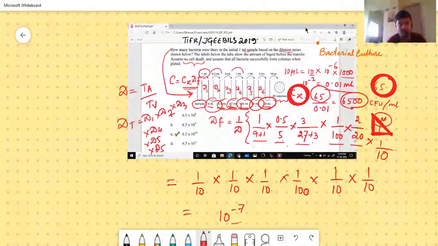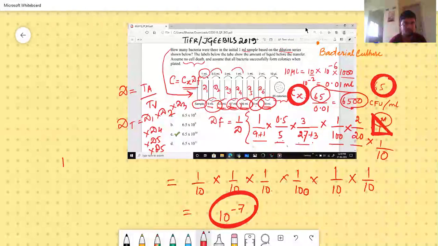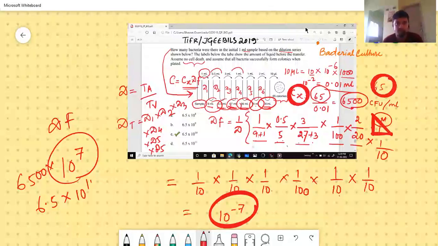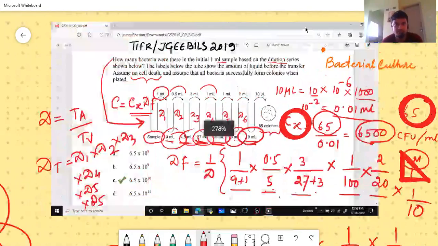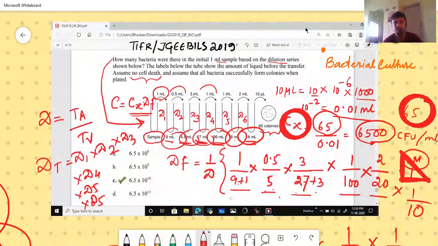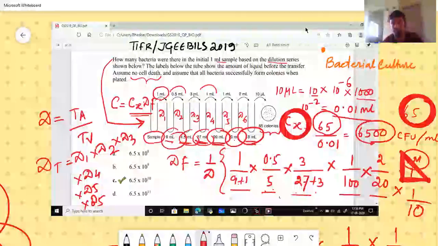So this is the amount of dilution. Now if you take the reciprocal of it, that means 10 to the power 7. That is the dilution factor. So simply what we have to do is find out the dilution factor and multiply with the concentration, that is Cx, that is 6500. So we shall be getting 6.5 into 10 to the power 10. This is the total number of cells. This is how we have to proceed. So 6.5 into 10 to the power 10. This is the way we have to address the problem.